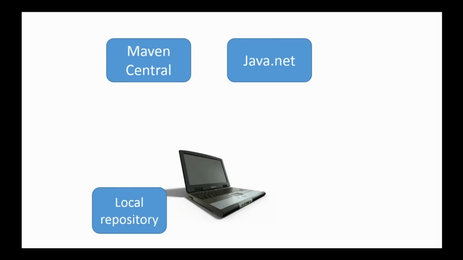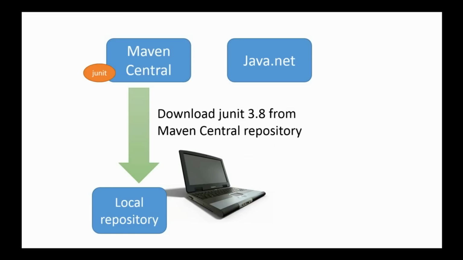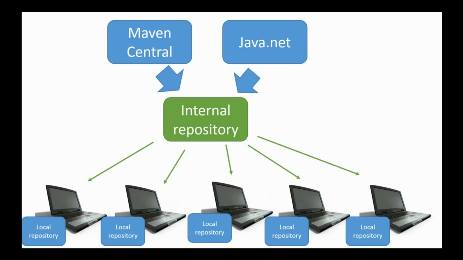So when the developer tells Maven to build a project, it takes a look at the dependencies in the POM for that project, and if it doesn't have all of the necessary dependencies, it will go and find them and download them from Maven Central or a different repository. Once it has them in the developer's local repository, it can build a project, and the next time it needs them, it won't need to download them because it already has them locally.